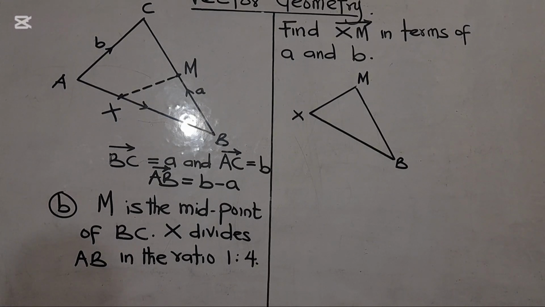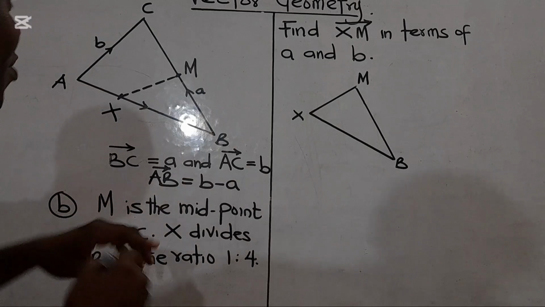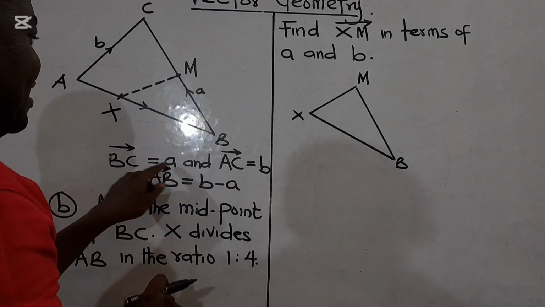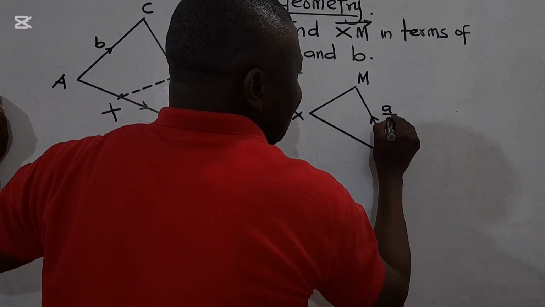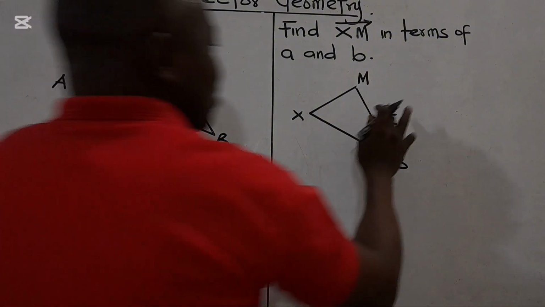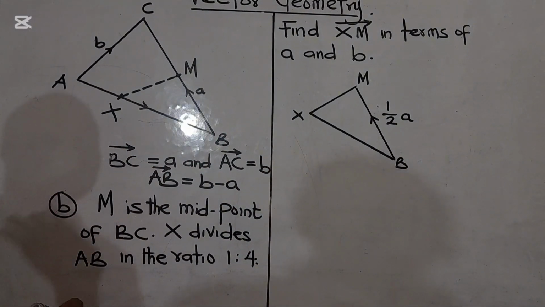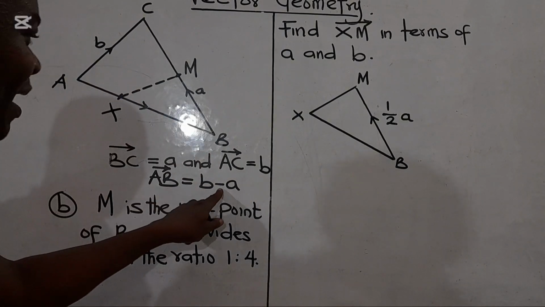Now, the next thing, let's represent them. We know that M is the midpoint. So if BC is A, BM will be half of it because M is the midpoint. BM is half of A, A over 2. Or let me just put it this way so you won't get confused: 1 over 2 of A. And we know AB is B minus A, what we've gotten.